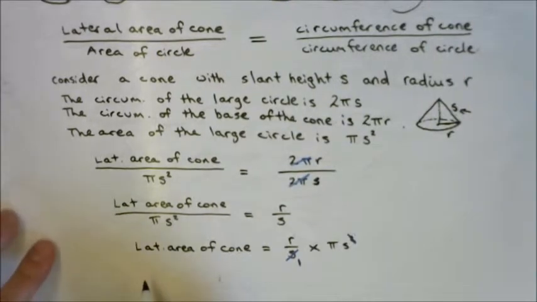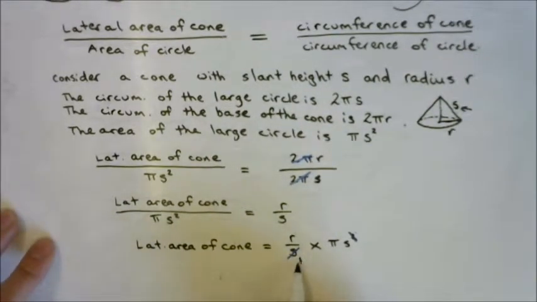Wait, so those two s's canceled out? No. There's two s's in the numerator and one s in the denominator. So one in the denominator cancels out one in the numerator. You're still left with one in the numerator. So here I'm going to write down what's left over.